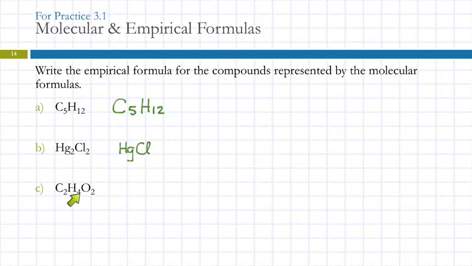How about this one, C2H4O2? Yeah, all of those subscripts are divisible by 2, and so we can simplify this to CH2O. Okay, questions?